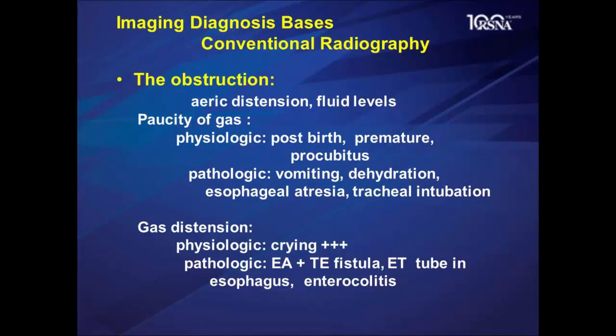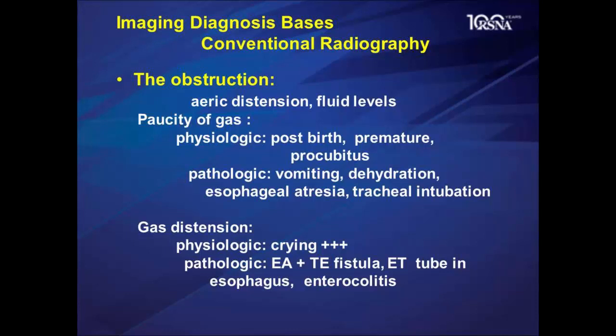So, on the basis of air distension of bowel, and then the presence of fluid levels on the cross-table view, for instance. But one has to be aware of the significance of the paucity of gas, or when you have too much gas distension, because paucity of gas could be physiologic. Immediately after birth, you have only a small amount in the stomach. In a premature, or even if you put a baby prone, the air is expelled from the stomach. Now, a pathologic condition where we don't see much gas is vomiting, because the patient vomits every content.